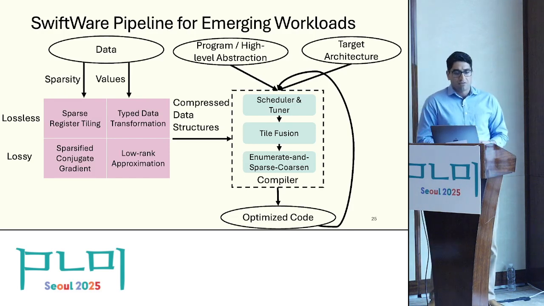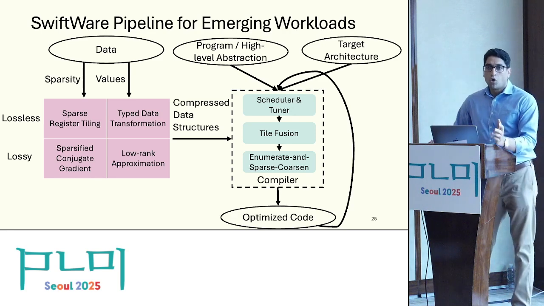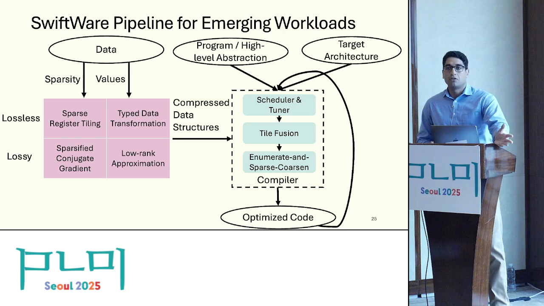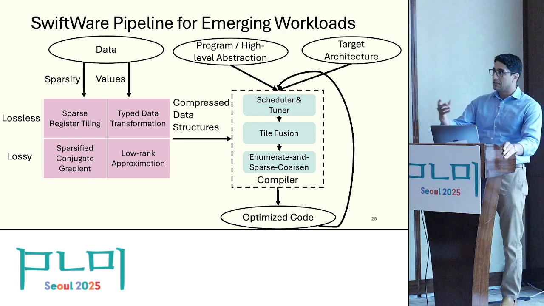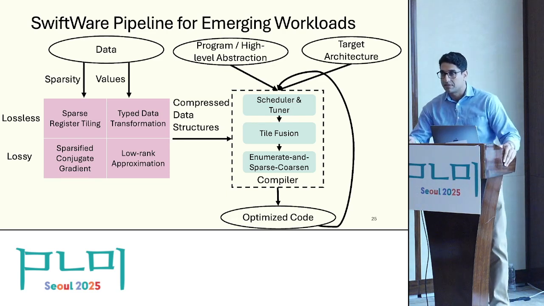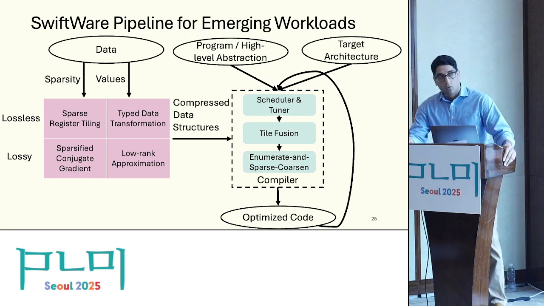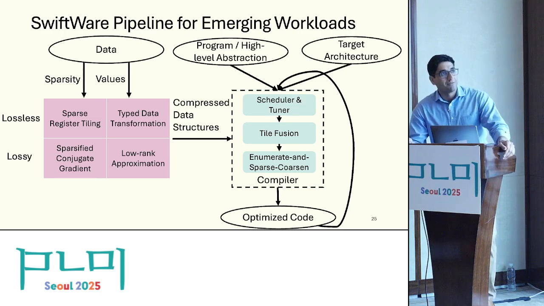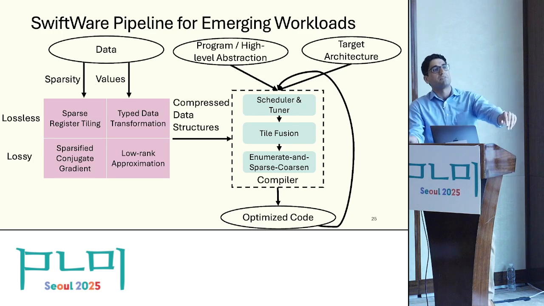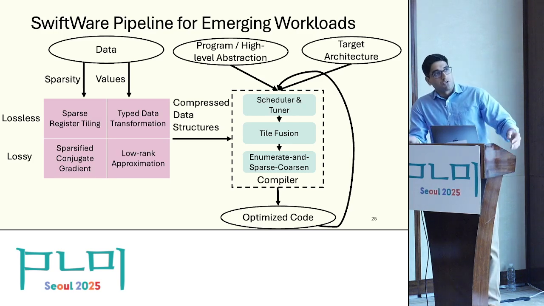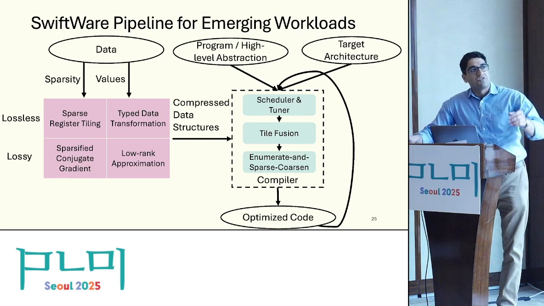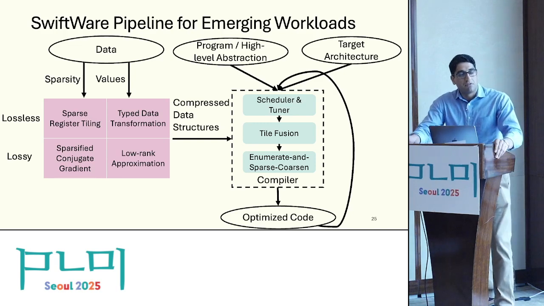In the SwiftWare Lab, we are optimizing code and data together. We have a pipeline that looks at the data and compresses it in a lossy or lossless way. Lossy is when we are losing accuracy, and with lossless you can reconstruct the data without losing accuracy. These red blocks are the works, some of which I will talk about briefly in the next few slides. Once we have that, we have a compressed data structure from this compression, which we use in our pipeline, in our compiler approach.